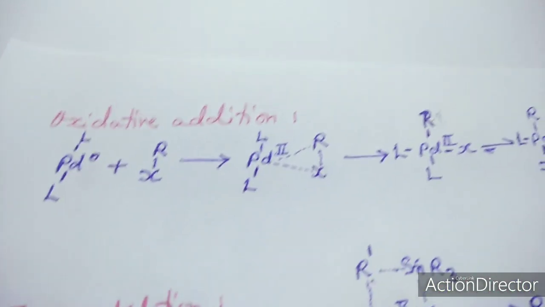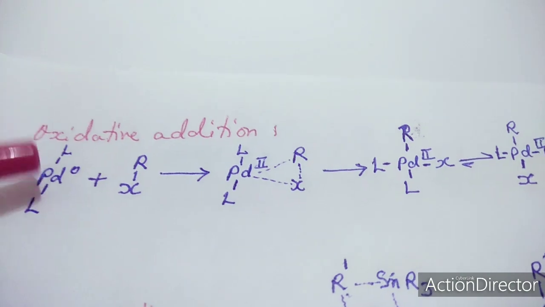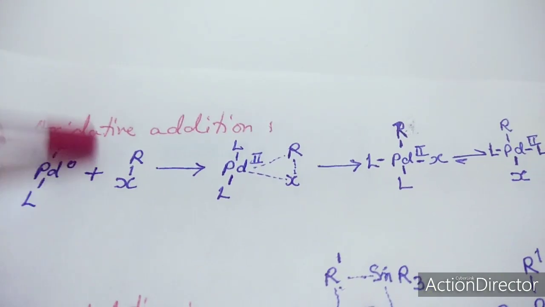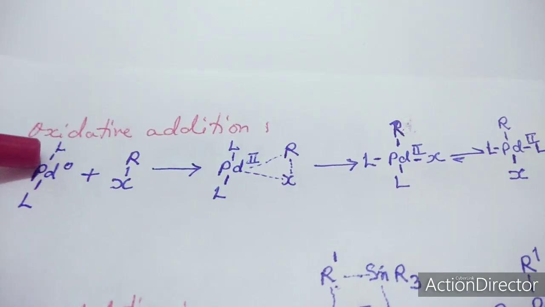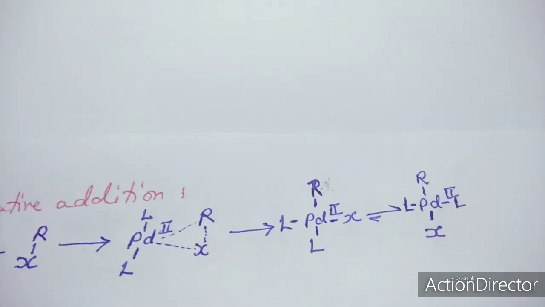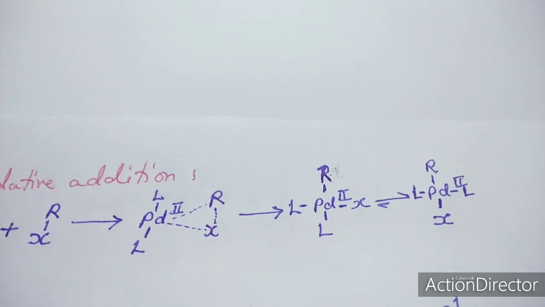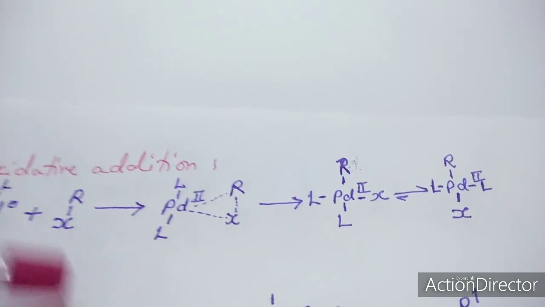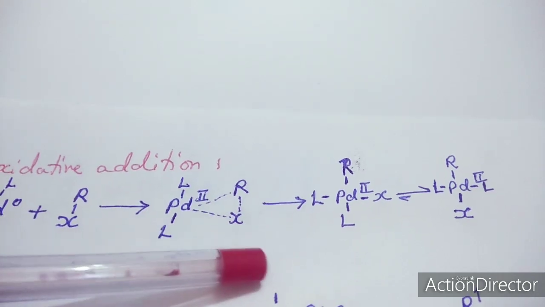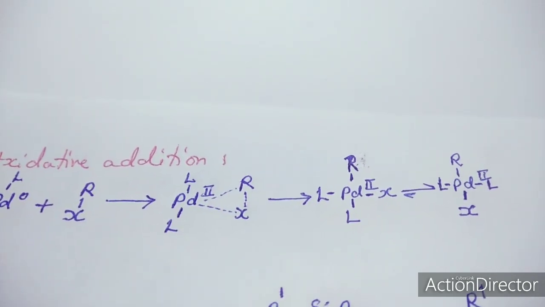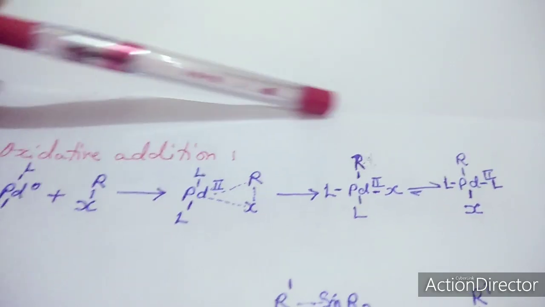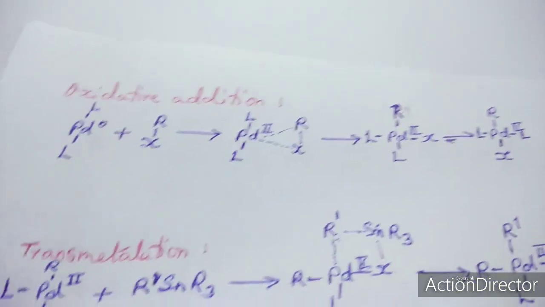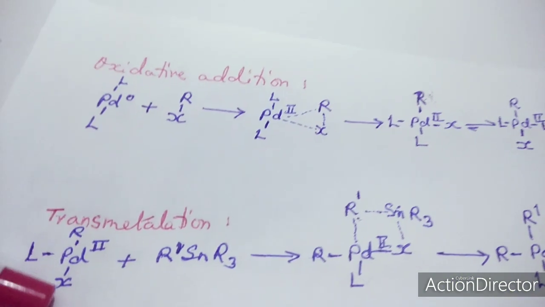The oxidative addition step, the first step. Oxidative addition is taking place with R-X, and Pd0 is being changed to this Pd2 state. A trans product is formed because we know trans is more stable. So a trans product is formed. And then by transmetallation, there is trans isomerization.